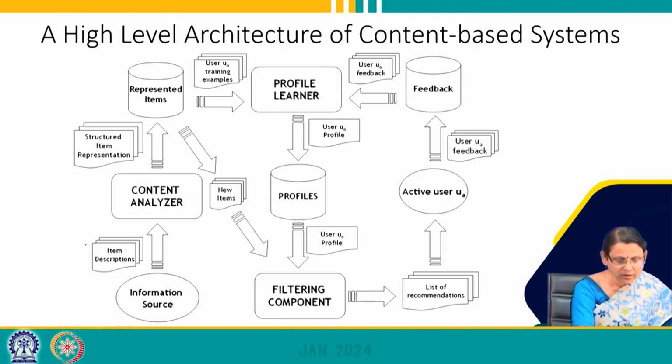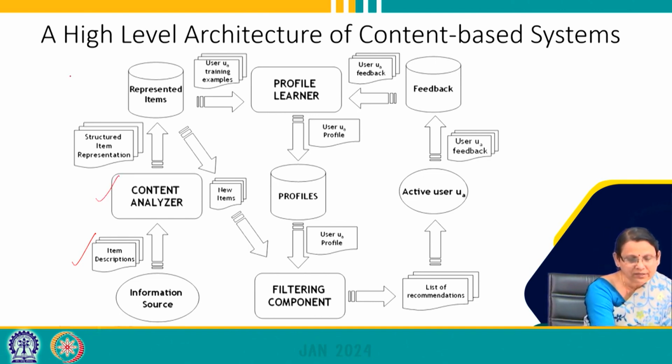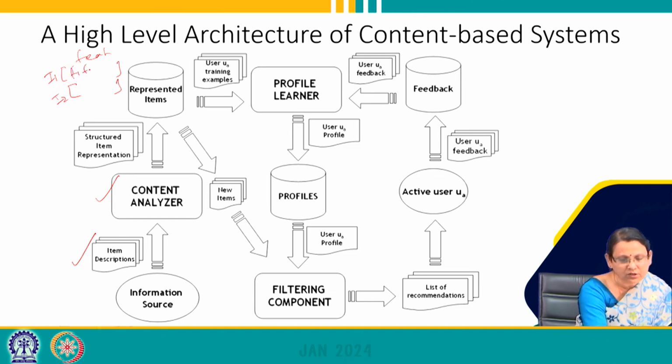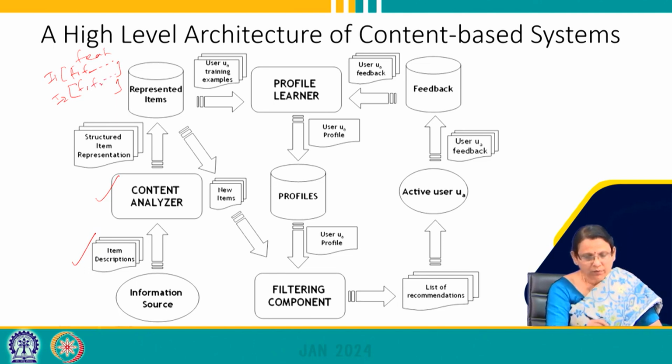So, when you have these items, these item descriptions, as I told you in case of news items, these are the text features. You have a content analyzer which extracts these features. Then once it extracts these features, these features are represented in terms of vectors. So, this is item 1, this is item 2, and these are the features: feature 1, feature 2 and so on. This one will also have some values for feature 1, feature 2 and so on. So, once you have represented the items, which were in a very unstructured form, in a structured form, what next?